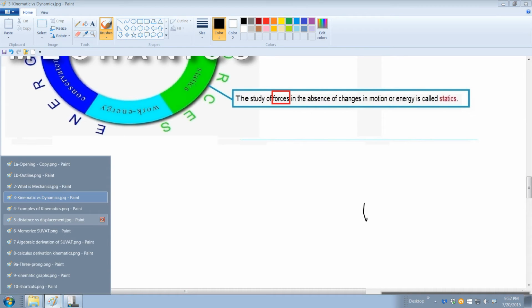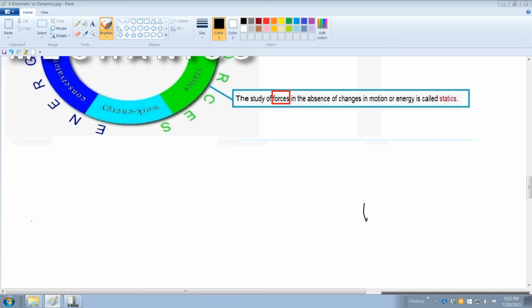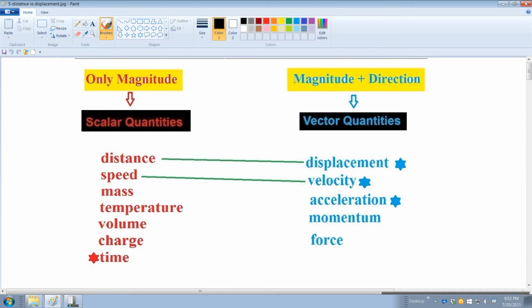Okay. What we want to do now, one more thing before we get into analyzing the SUVAT method, is just talk about vector versus scalar. And I want you to notice that out of the SUVAT parameters, only time is a scalar quantity. Displacement, initial and final velocity, and acceleration are vectors. So they're going to have magnitude and direction.